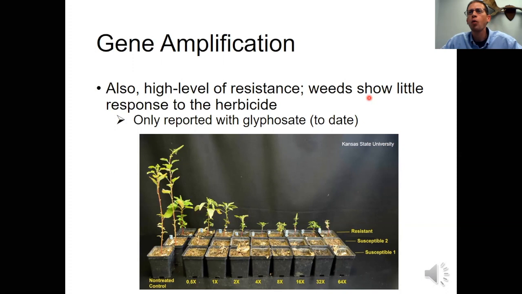However, to my knowledge, gene amplification has only been reported for glyphosate to date. If you notice from the example below, you have 2 susceptible populations that show the response you'd hope for spraying a weed with glyphosate. But if you notice the resistant population here in the back, you see almost no response from the untreated control up to, say, between the 1x and the 2x rates before you even start to notice injury symptoms. And even at the 64x rate, you see a little bit of green, and that plant will probably survive.